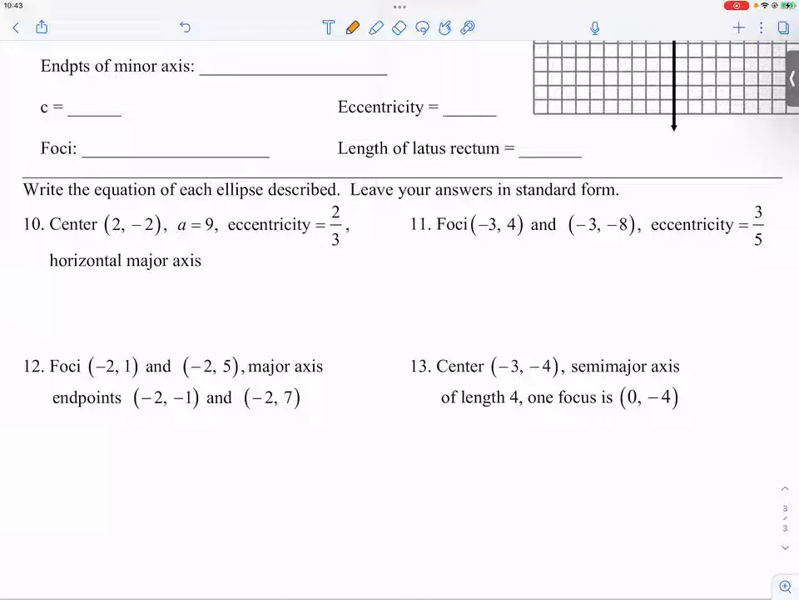Okay, so for the next 5 minutes, I want you to work on these 4 questions, and then we'll go over them together. Okay, so let's take 5 minutes to finish all these questions.